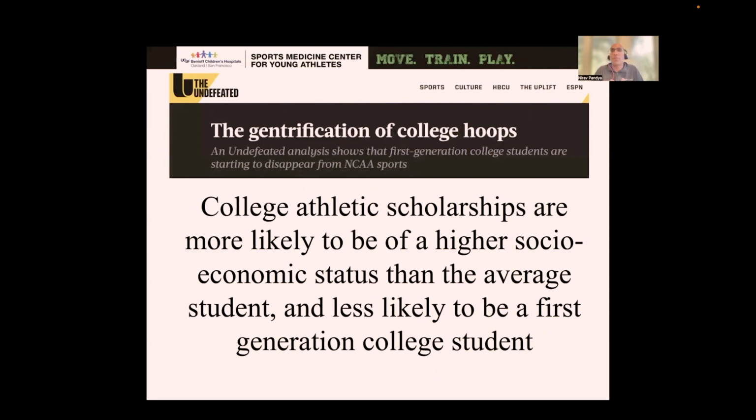If you look at where scholarships are actually going, this was a great study done in The Undefeated, and what they found is that college athletic scholarships are more likely to go to athletes who have a higher socioeconomic status than the average student, and less likely to go to a first-generation college student. So the people who are supposed to be getting scholarships aren't getting them because club sports are expensive.